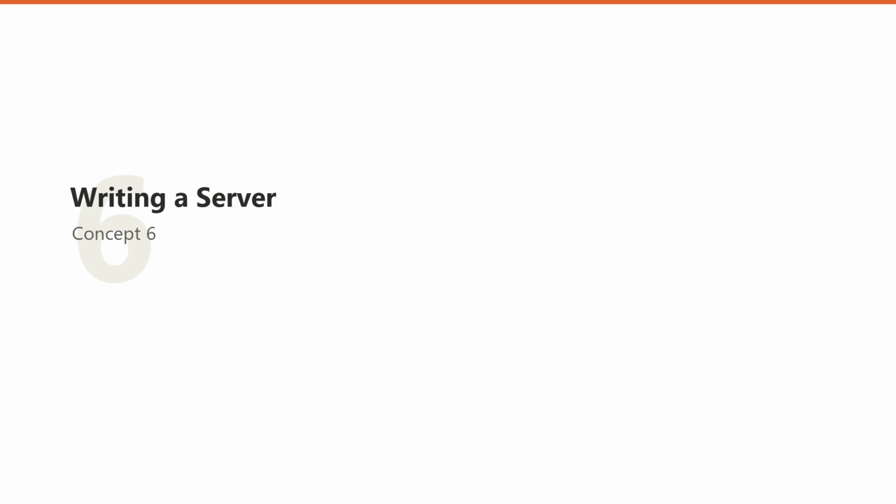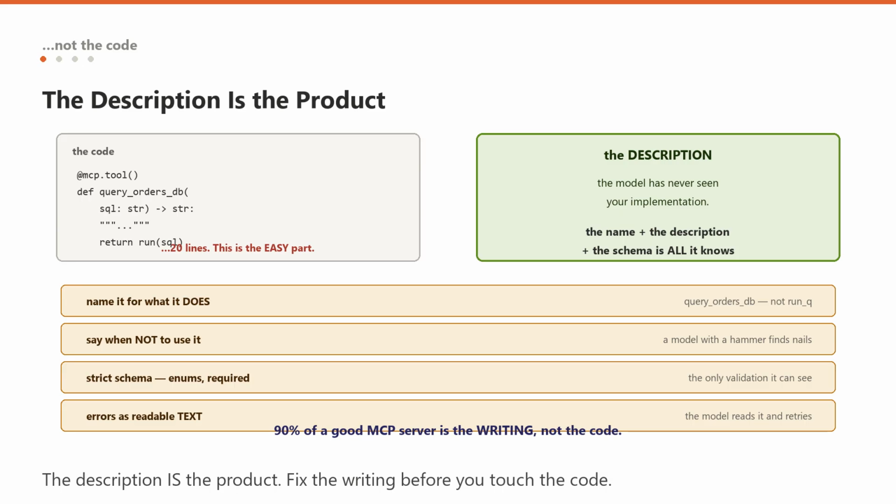Concept 6. Building one, and where the actual work is. Writing an MCP server is easy. The SDK, Python, TypeScript, and others, hand you a decorator. You annotate a function, declare its inputs with types, write a docstring, and you have a tool. The code is often 20 lines, and this is precisely why people get it wrong, because they think the code is the work. It is not. The description is the product.